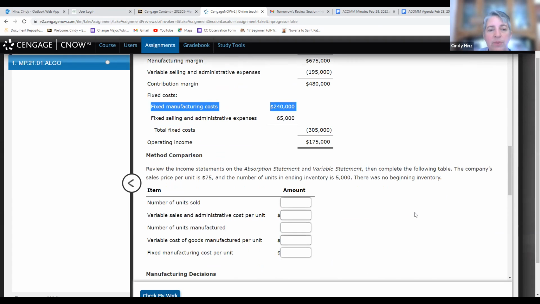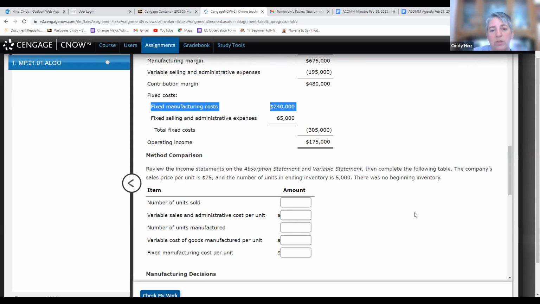The company's sales price per unit is $75 and the number of units in ending inventory is 5,000. There was no beginning inventory. They give us that simplifying assumption, not typically going to be true, of course, but it is important for us so that we don't need to know, for example, do they use LIFO or FIFO? What happened to those beginning inventory units? We don't have to worry about that since we're told there is no beginning inventory.